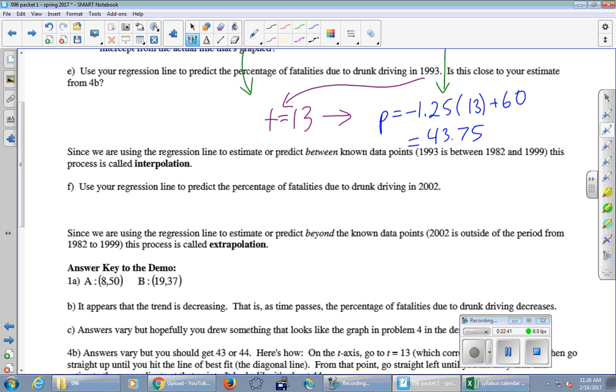So let's try this guy. 2002, again, we translate. P equals, how many years from 1980? 22. And then again, we plug into our same blue equation from the top. P equals negative 1.25 times what number? 22 plus the 60. Just got that one. Yeah. I got 32.5%. Okay.